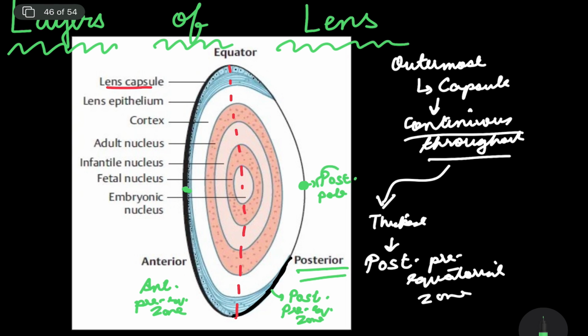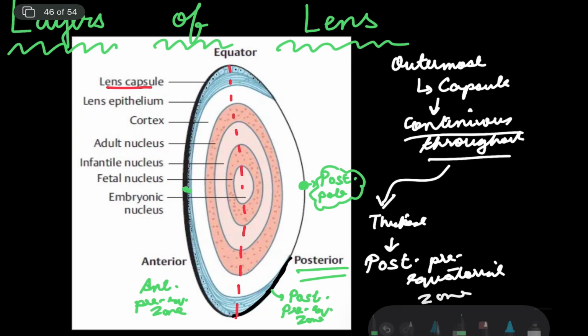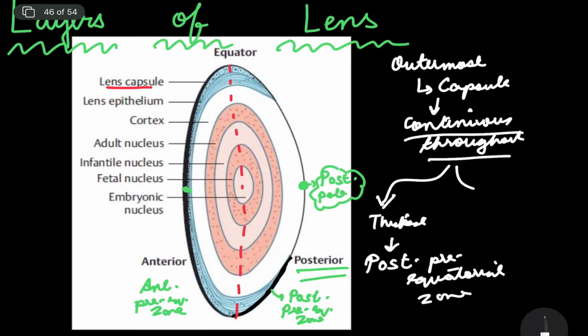The posterior pole, on the other hand, is where the lens capsule is the thinnest. So that is the posterior pole. So both thickest and thinnest are at the lens's posterior surface. Thickest at the posterior pre-equatorial zone and thinnest at the posterior pole. Posterior pole is what? The center of the posterior surface. Done.